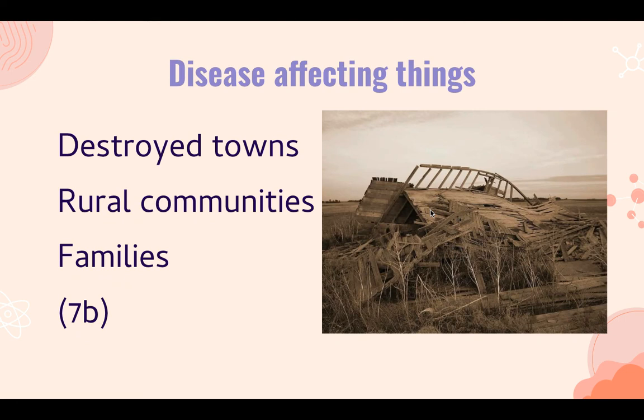So, the disease affecting things. This disease has destroyed towns, rural communities, families, and not just because of rats. Farm areas have rats. Rats would come, and the people would be afraid of them because they'd be scared that the rats would transmit the disease to them. So then they would desert the whole place, and the rats would be like the new owners of the house.